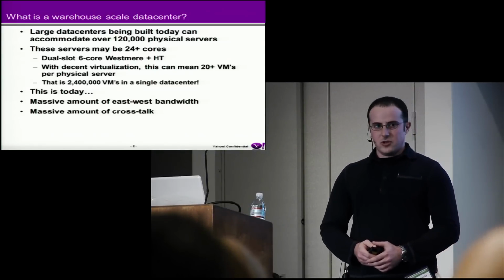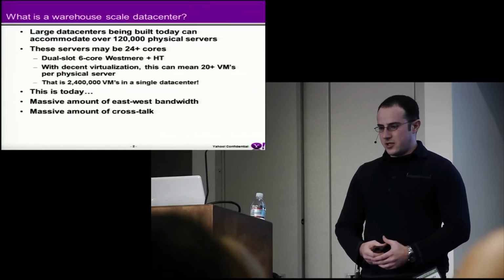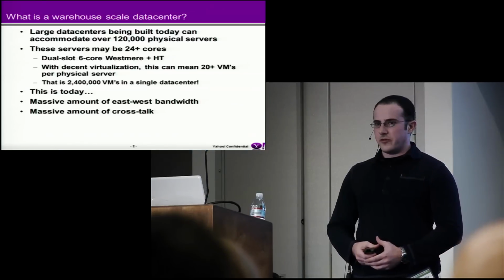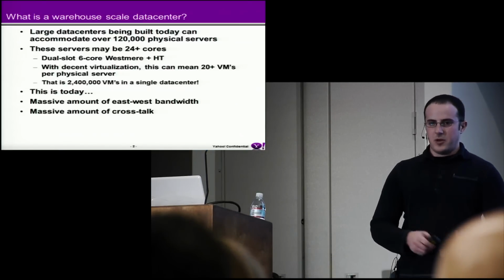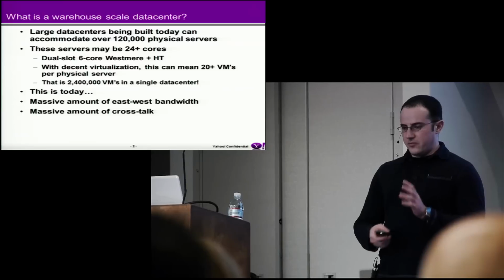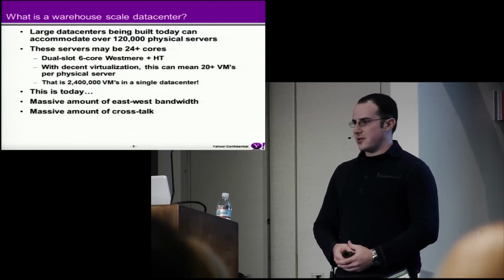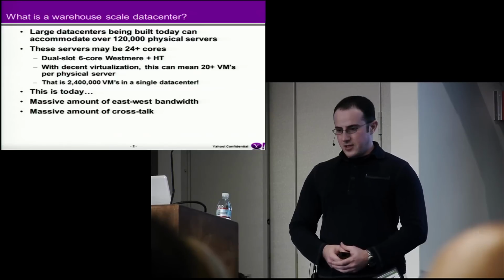If you enable virtualization in that data center, you can easily have 20 VMs per server, giving up a couple to the hypervisor, to the vSwitch, or whatever you have. That is 2.4 million VMs in a single data center. That is if you virtualize it.